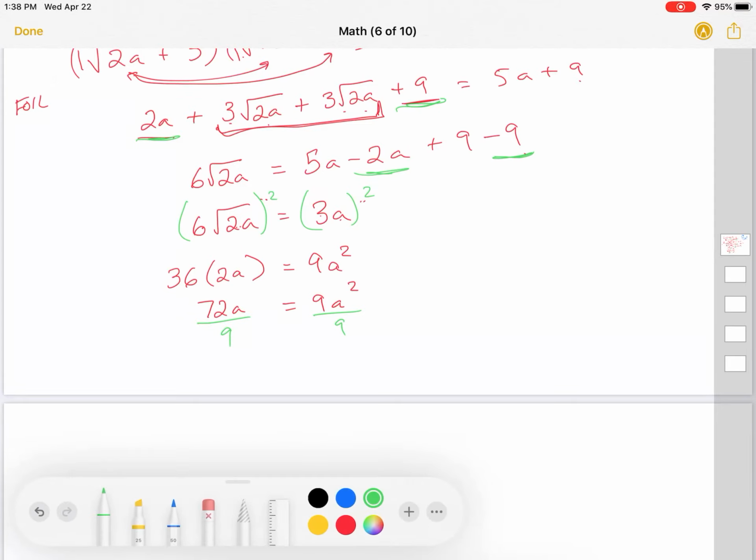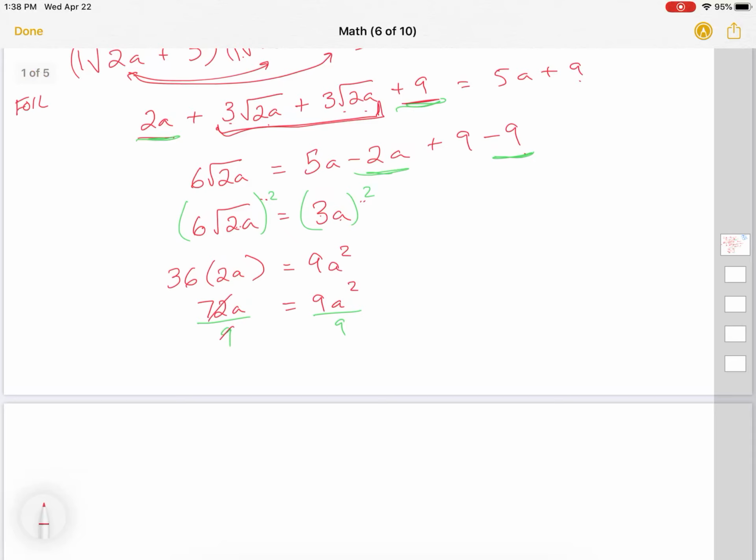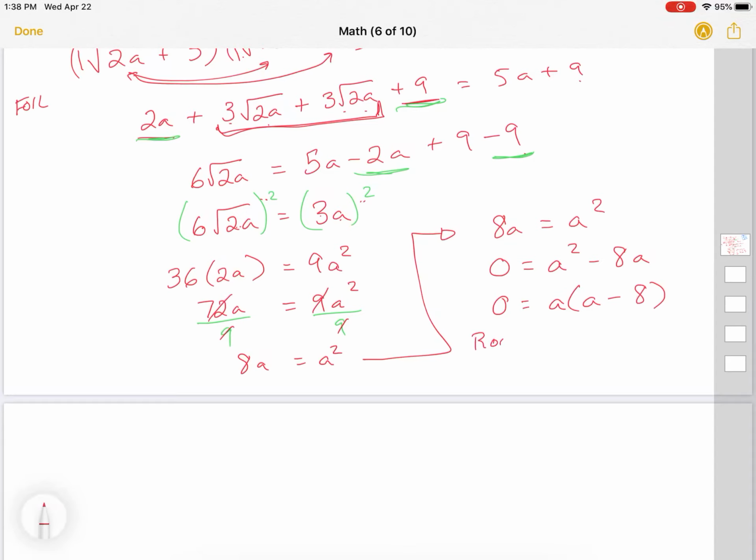Now I'm going to divide both sides by 9, because I can. Let's make it simpler. So 72 divided by 9 is equal to 8. 8a equals, well, 9 divided by 9 is 1, a squared. So I'll have 8a equals a squared. Let's move everything over to one side. a squared minus 8a. So I can factor this, and I get a times a minus 8. So my roots would be a equals 0 or a equals 8.